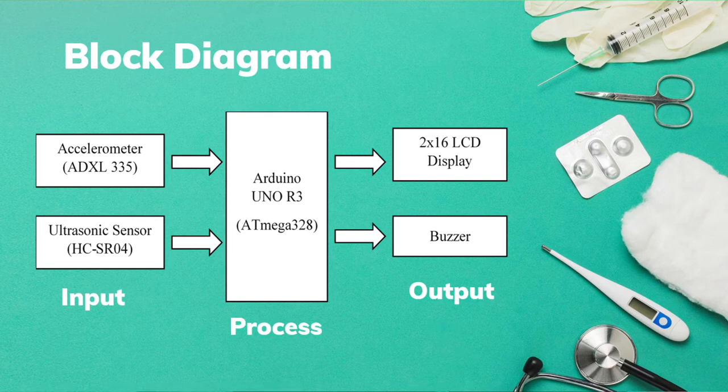And then for the processor, we have the Arduino Uno R3 and the microcontroller ATmega328 embedded with the Arduino Uno. And then for the output, we have the LCD display and the buzzer. The LCD display will display all the measured parameters, and the buzzer will trigger a warning to the user or radiographer.